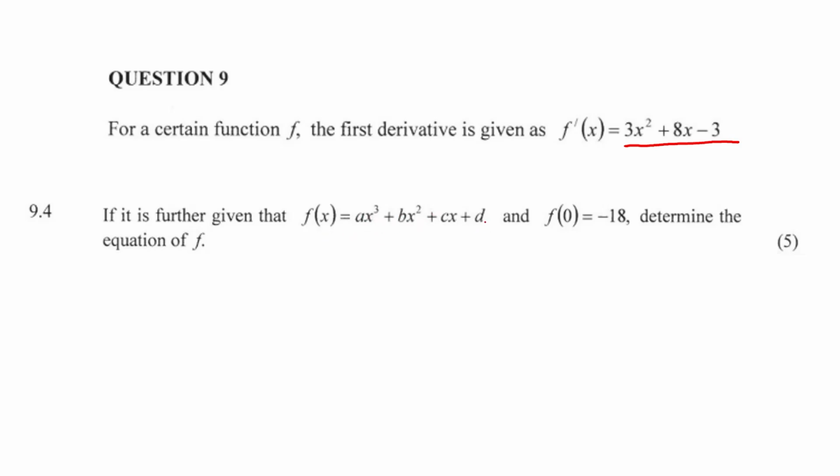Now, if it is further given that f of x is equal to ax cubed plus bx squared plus cx plus d, and f of 0, so when we sub in x is equal to 0, gives us negative 18. Look, we know from our basic functions knowledge that in order to calculate a y-intercept, x must be equal to 0. So in other words, that's our y-intercept or our constant. Now, all things considered, determine the equation of f.